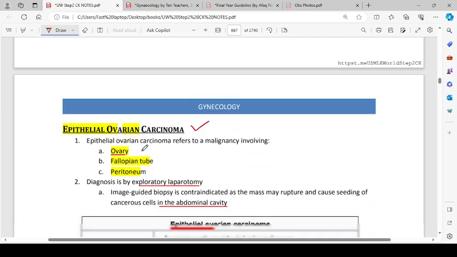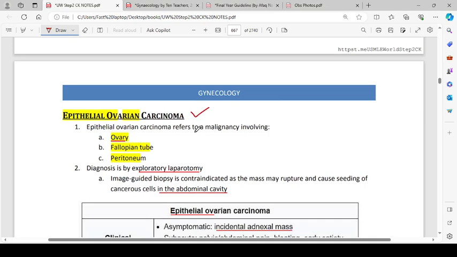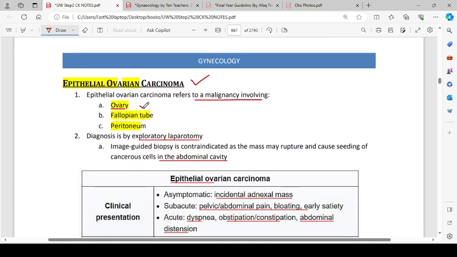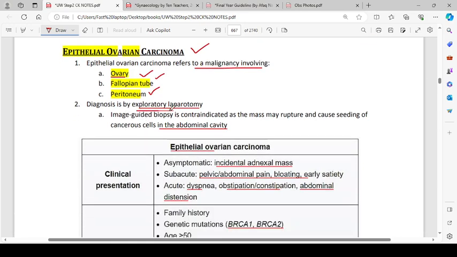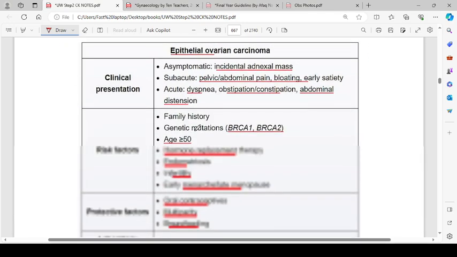Epithelial ovarian carcinoma. Epithelial ovarian carcinoma refers to a malignancy involving the ovary, fallopian tube, and peritoneum. Diagnosis is by exploratory laparotomy. Image guided biopsy is contraindicated as the mass may rupture and cause seeding of cancer cells in the abdominal cavity.